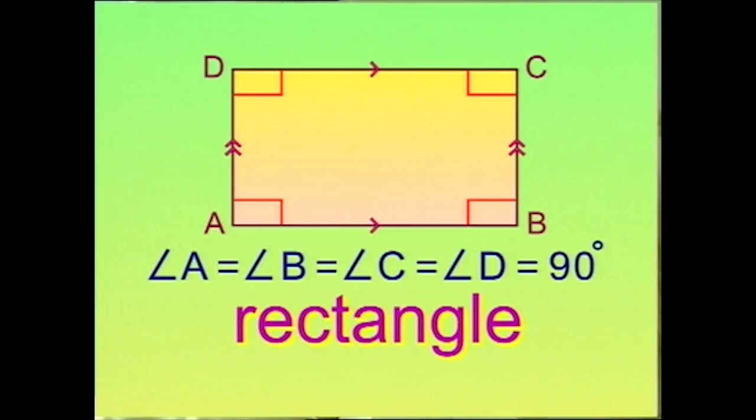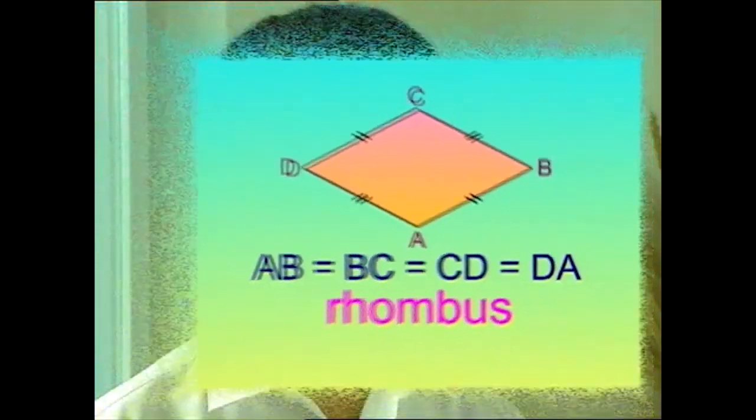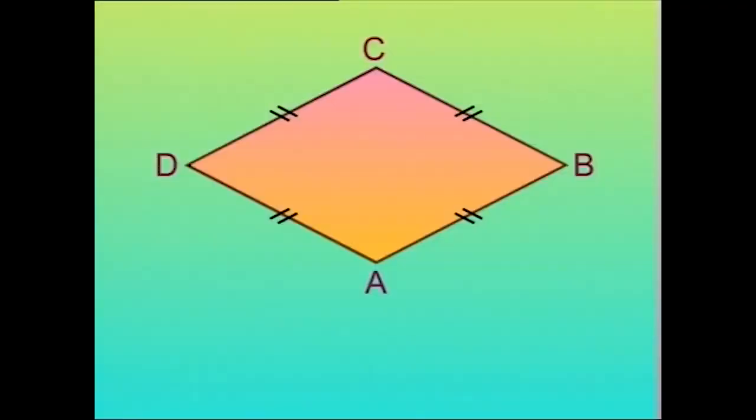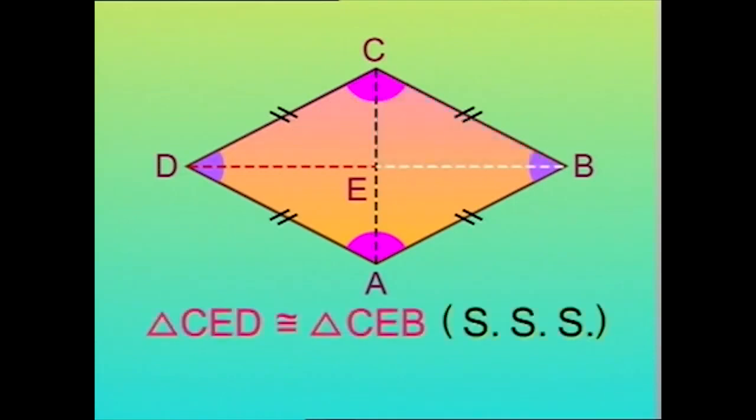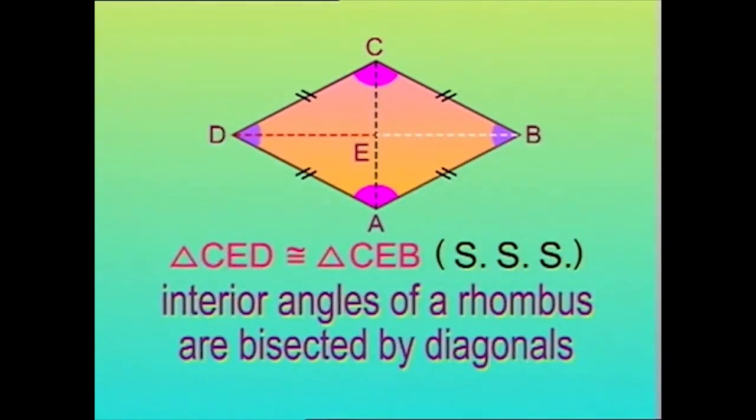A rectangle's four interior angles are right angles, but adjacent sides are not equal. A rhombus's four sides are equal, but its four interior angles are not right angles. So a rhombus is another parallelogram, except that the diagonals of a rhombus bisect the interior angles. In this rhombus, we can use the SSS rule. This will prove that triangle CED is congruent to triangle CEB. It follows that angle DCE equals angle BCE, and so on. Therefore, each interior angle is bisected by a diagonal.